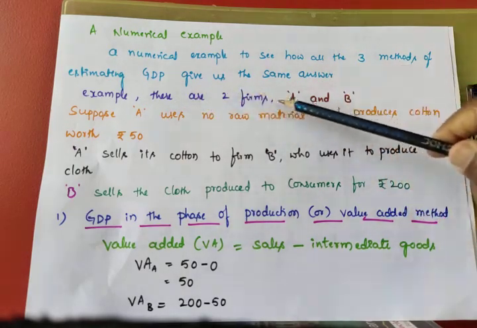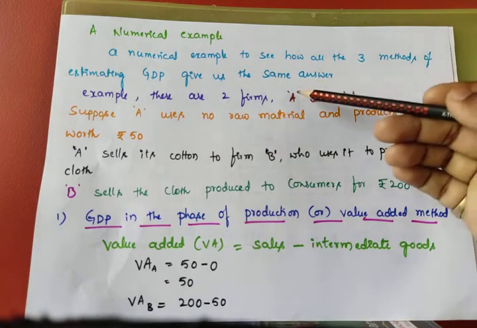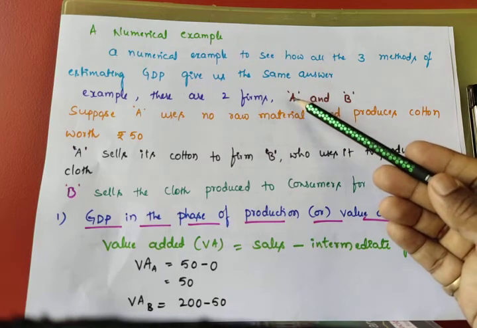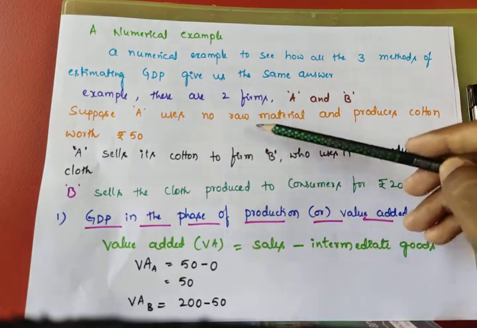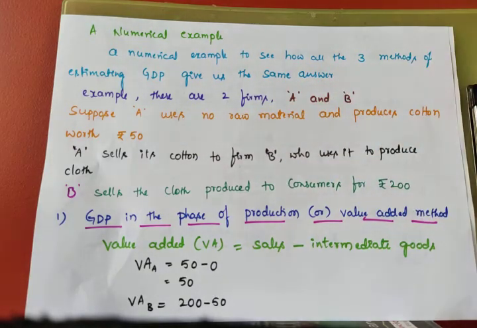Just see here, there are two firms in the economy. Imagine there are only two firms: one is firm A, another is firm B. Suppose firm A uses no raw materials, and produces cotton worth rupees 50 without using any raw material.